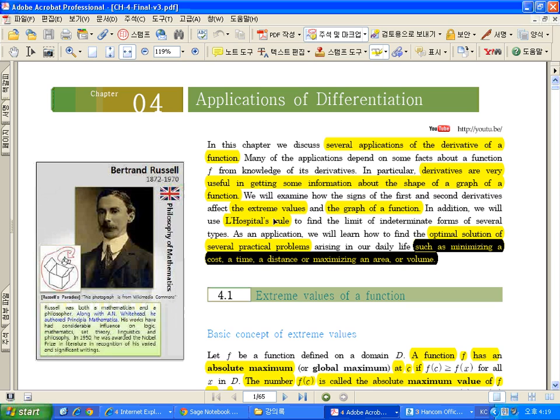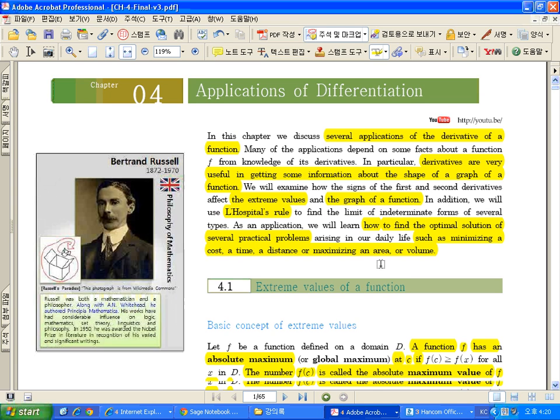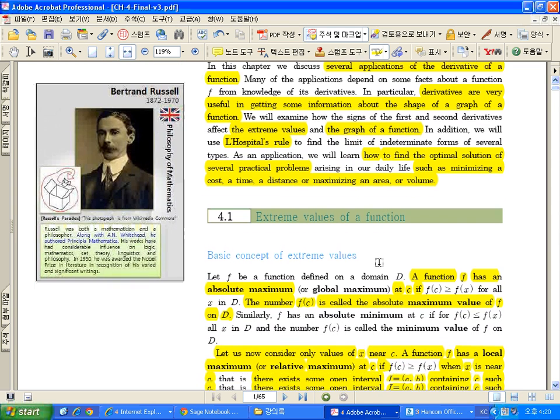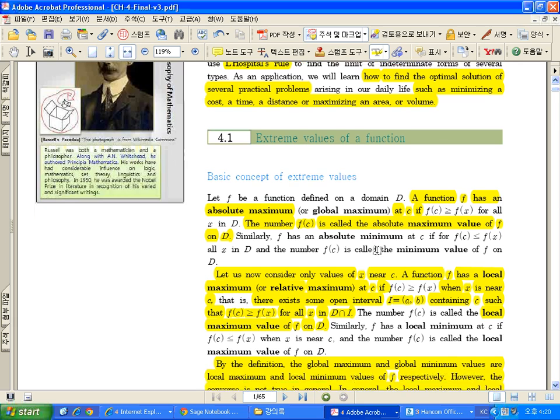And we will cover L'Hopital's rules and the way to find the optimal solutions of several practical problems which arise in our daily life, such as minimizing cost, time, or distance, or maximizing an area, volume, or profit. Okay, those are all the applications of differentiation. First, section 4.1, extreme values of a function.